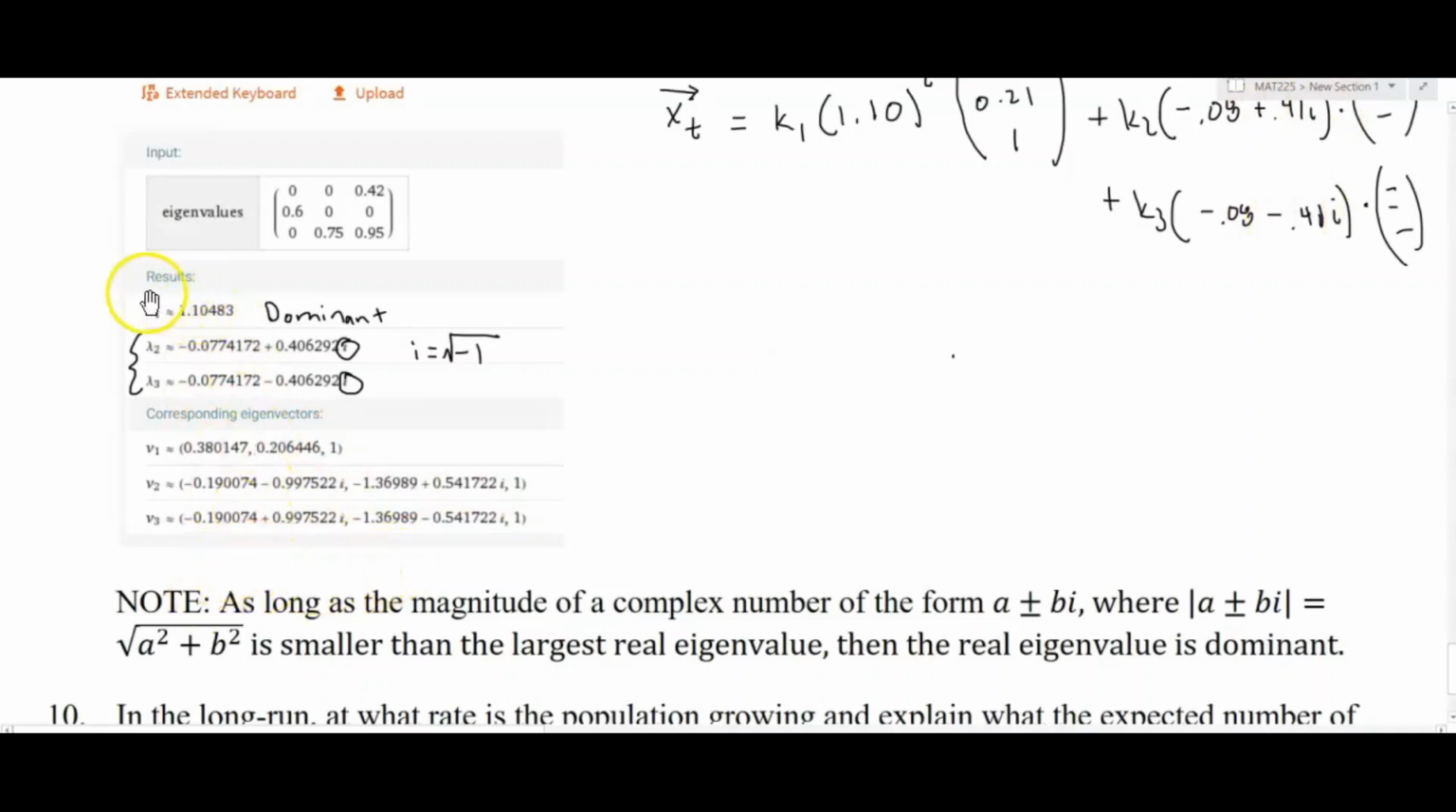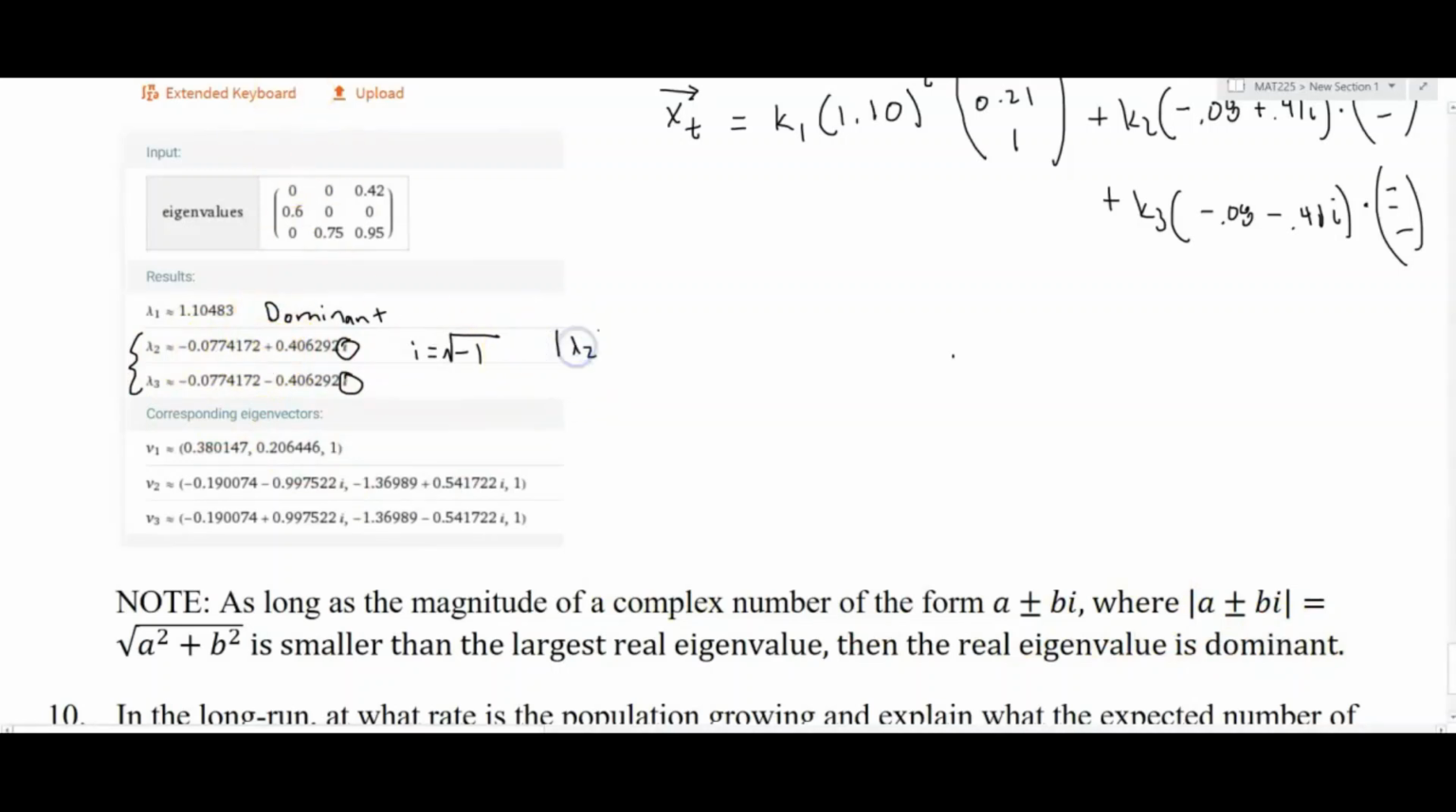But here's the thing. You can say that a real eigenvalue is dominant to 2 complex eigenvalues as long as the magnitude of a complex number, where the way you find this, again, this is a result from complex analysis, so you don't need to worry about why this is right now, but the magnitude is just the square root of the component squared. So if that number is smaller than the largest real eigenvalue, then the real eigenvalue is dominant. And you can see that a and b, when they get squared, they'll both be positive. So let's just verify this.